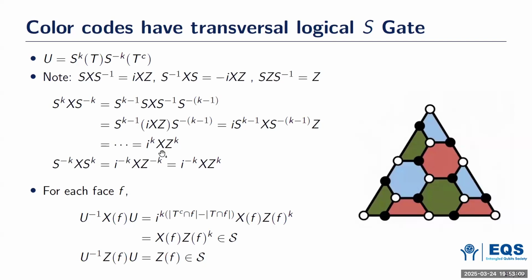Here we use that Z inverse Z^-k equals Z^k. And since every phase has an equal number of qubits that belong to the set T and the set T complement, this phase vanishes. So U inverse X_F U becomes an element of the stabilizer group, and also U inverse Z_F U belongs to the stabilizer group. So you can say that U is a logical gate.